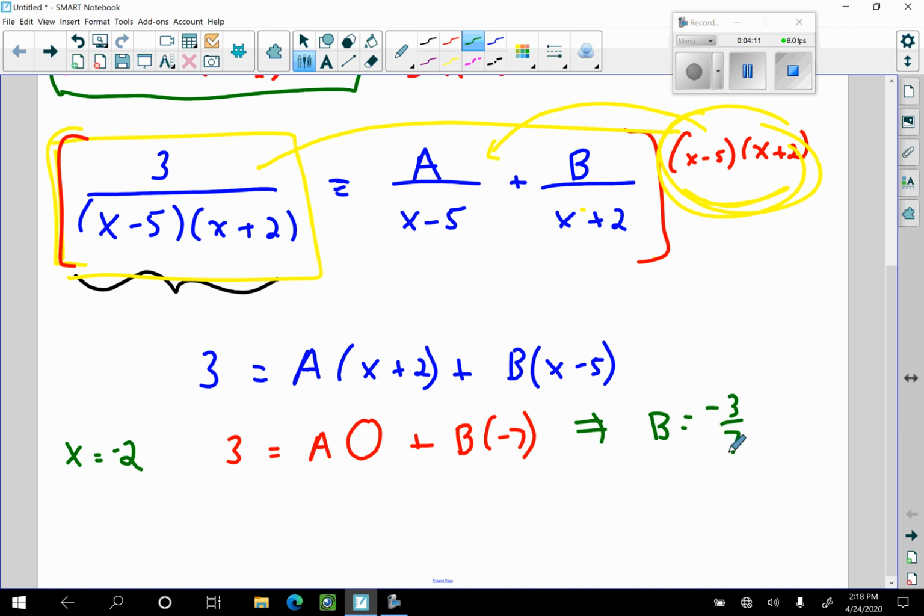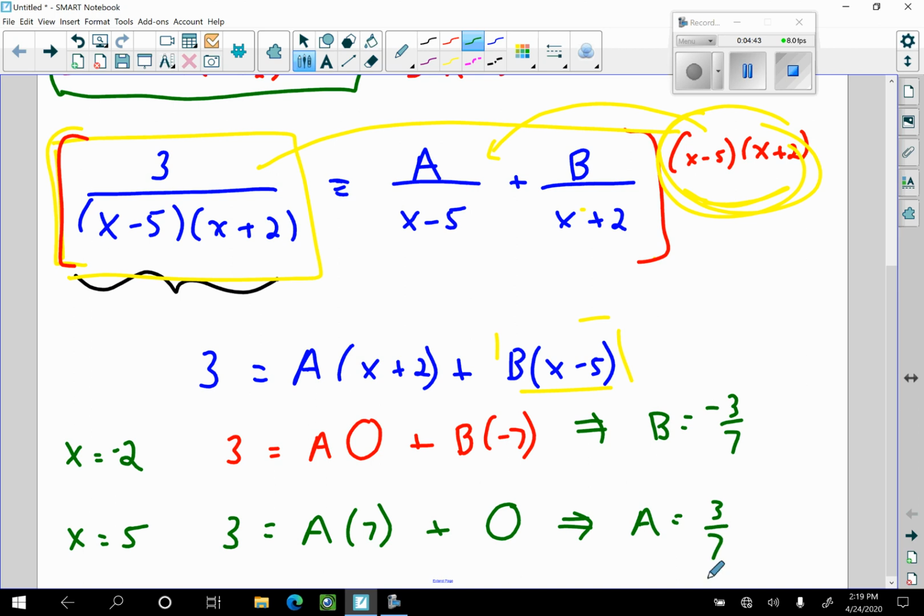In like manner, I'm going to let x equal 5, because that's going to zero out this term right here. So if x is equal to 5, wherever I see x, I put a 5. That says 3 is equal to A times 7 plus 0. This says that A is equal to 3/7. So now I know what A is, and I know what B is.